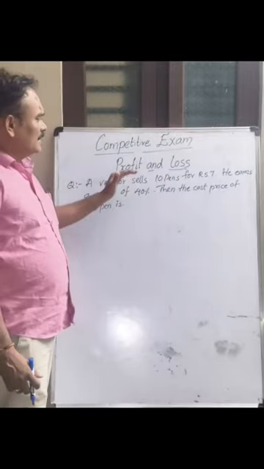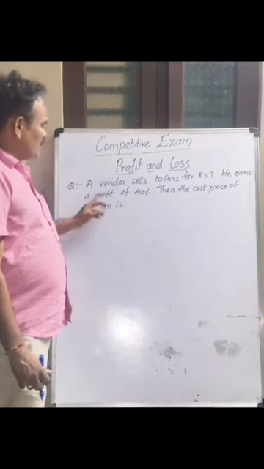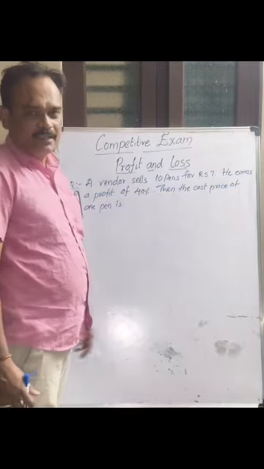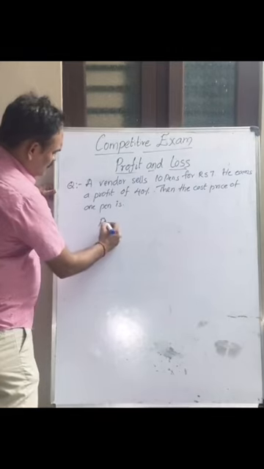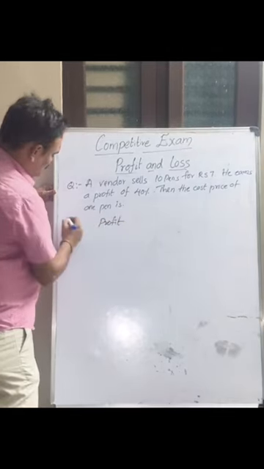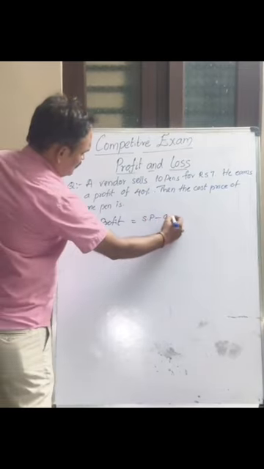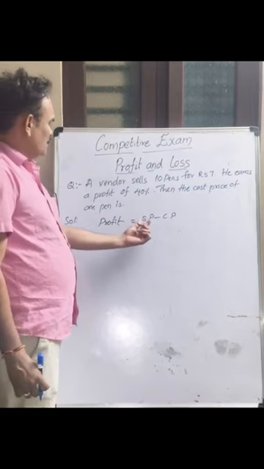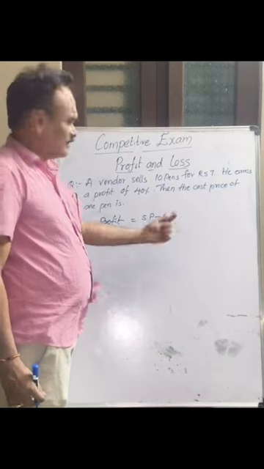A vendor sells 10 pens for rupees 7. He earns a profit of 40%. Then what is the cost price of each pen? So here he earns a profit. Profit equals selling price minus cost price. They gave the profit percentage. They also gave the selling price indirectly. So from that we should get the cost price of an article.